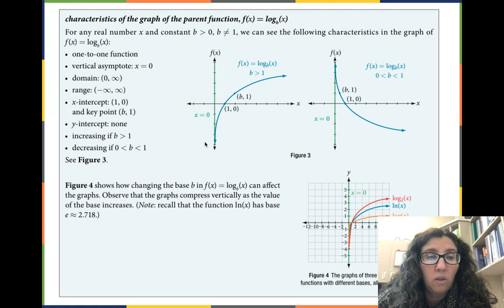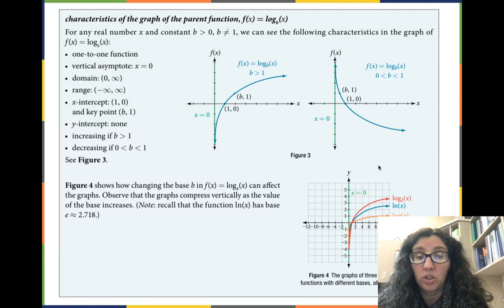So let's see. There's no y-intercept in either case because that's the vertical asymptote. It is increasing if b is greater than 1. This graph is increasing, and this graph is decreasing, so it's decreasing if b is between 0 and 1. So those are all important things we're going to use when we think about transformations in just a minute.